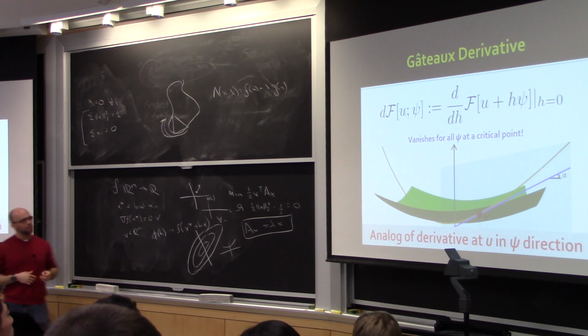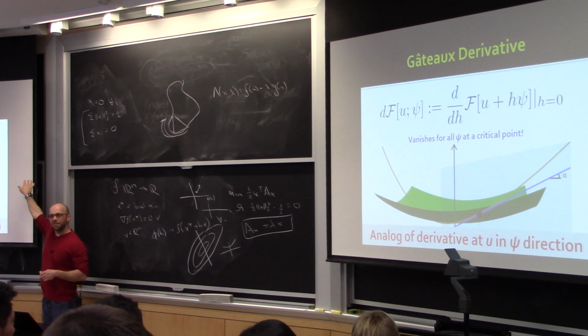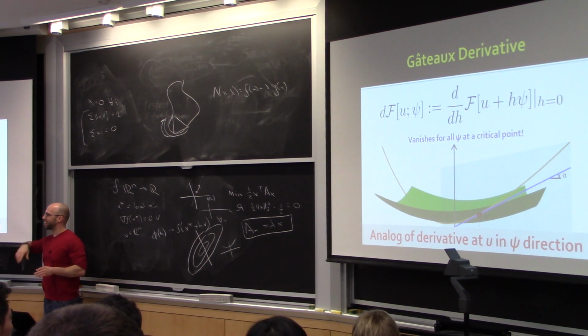And the great thing is that that's going to work not only when u and phi are points in Rn, but also when they're functions. Really sneaky trick. I love this stuff.